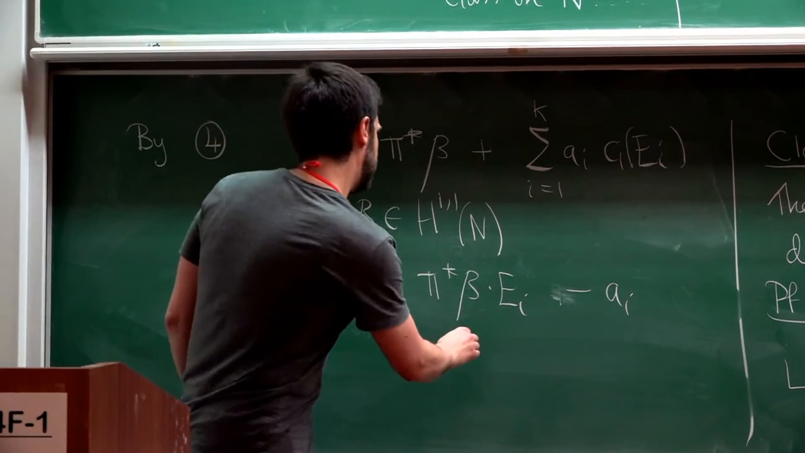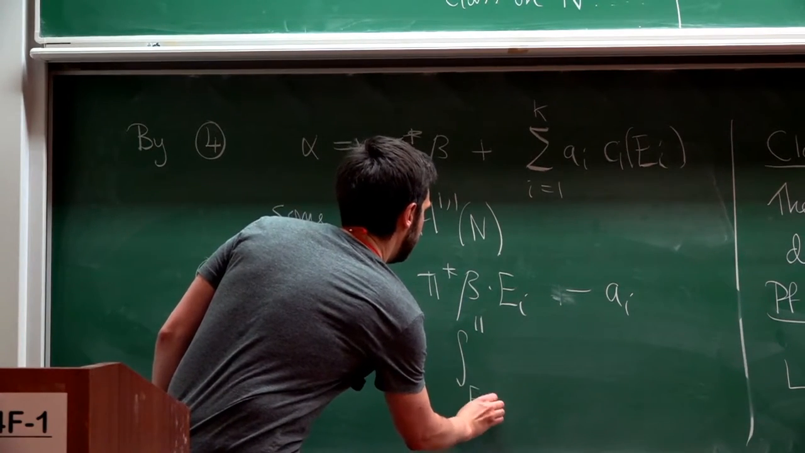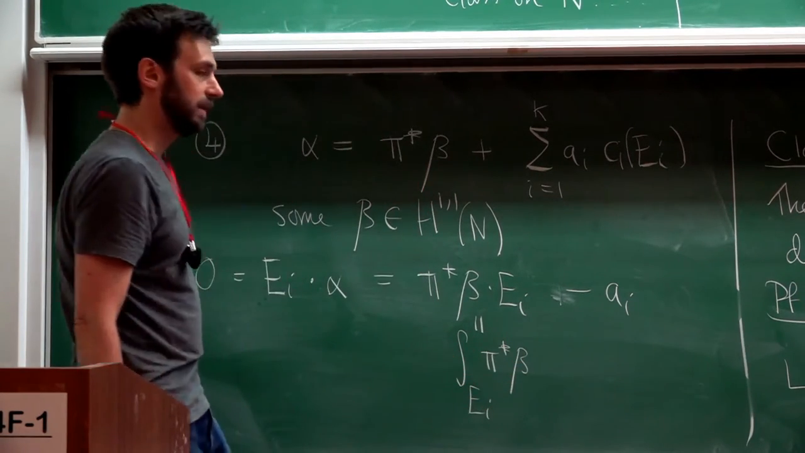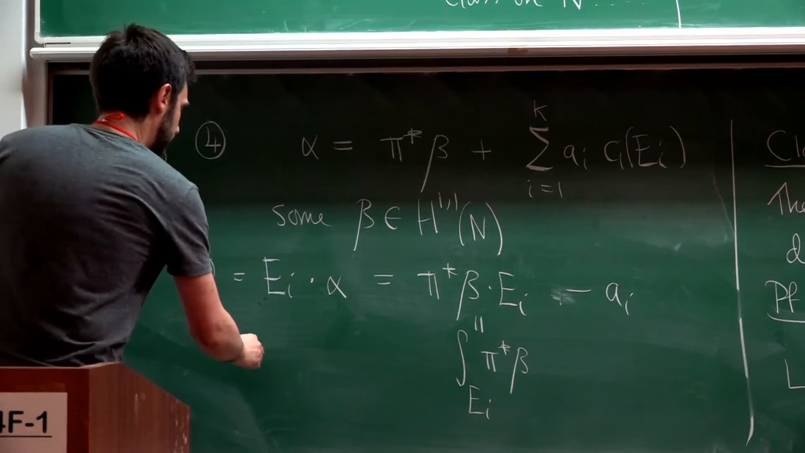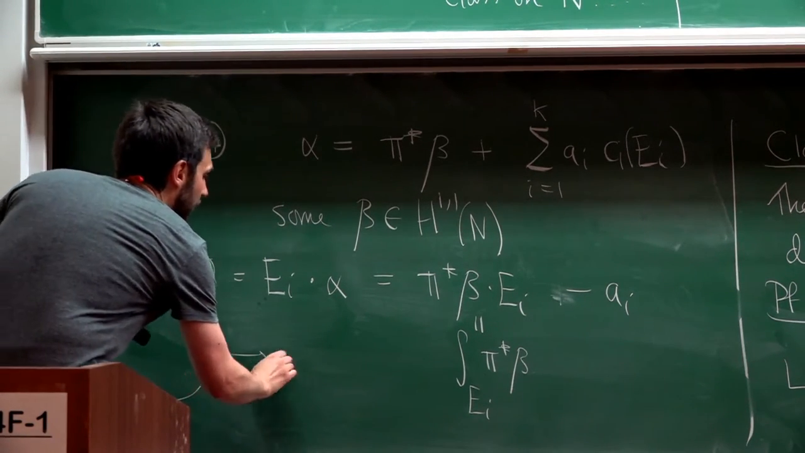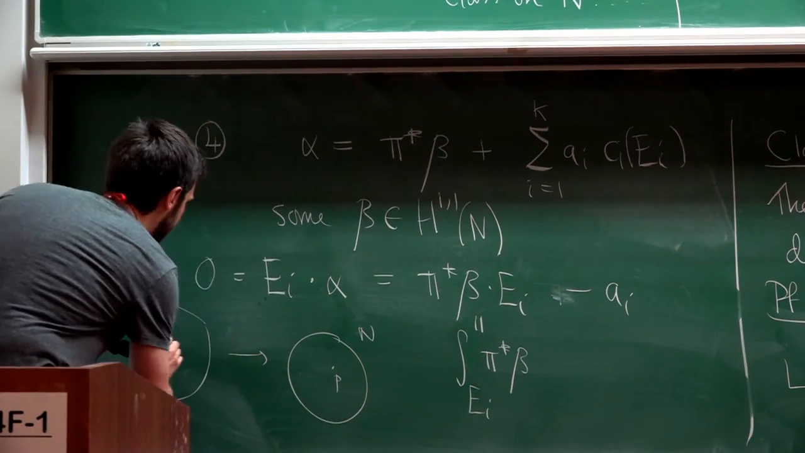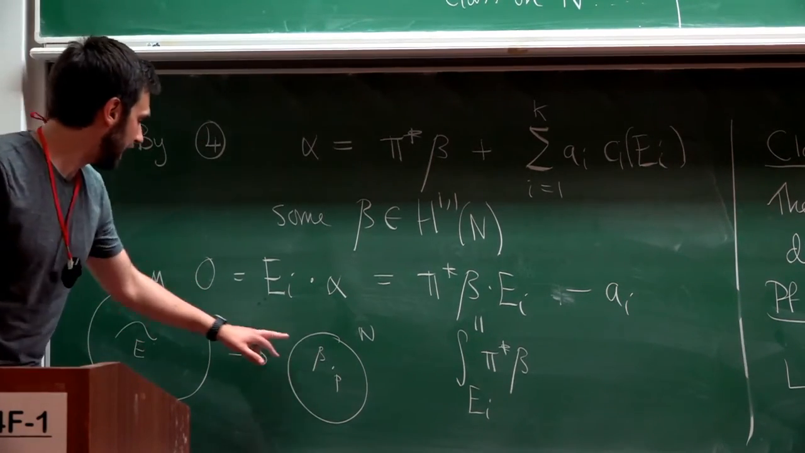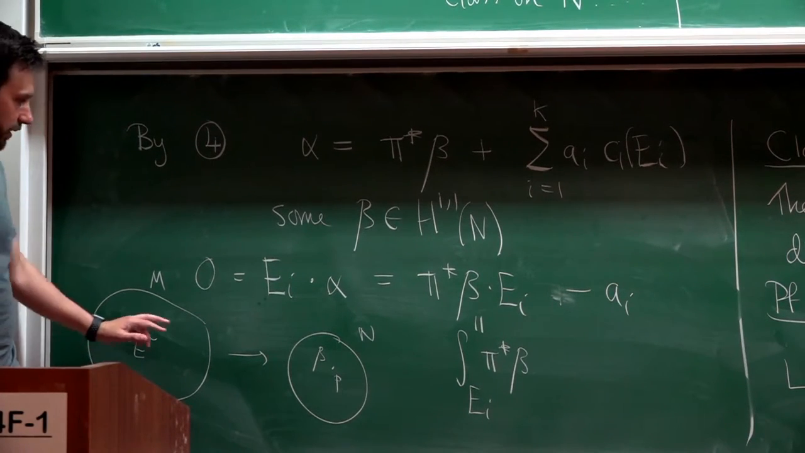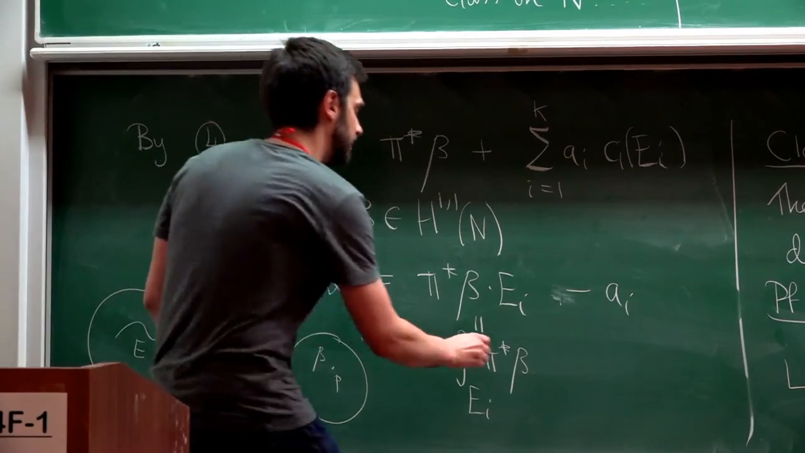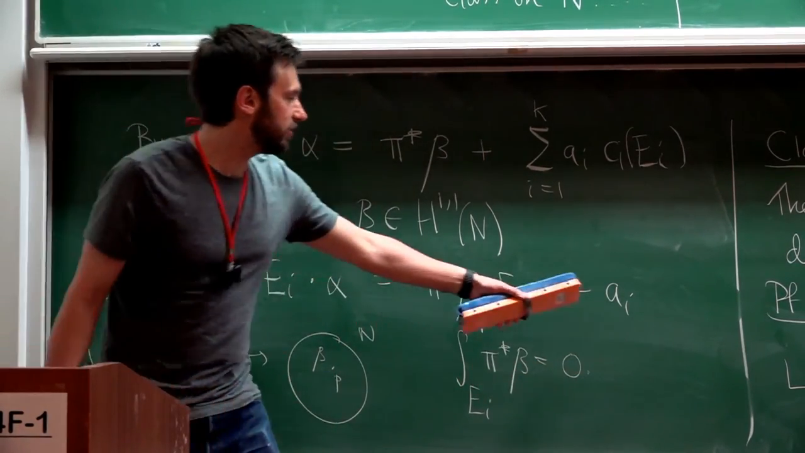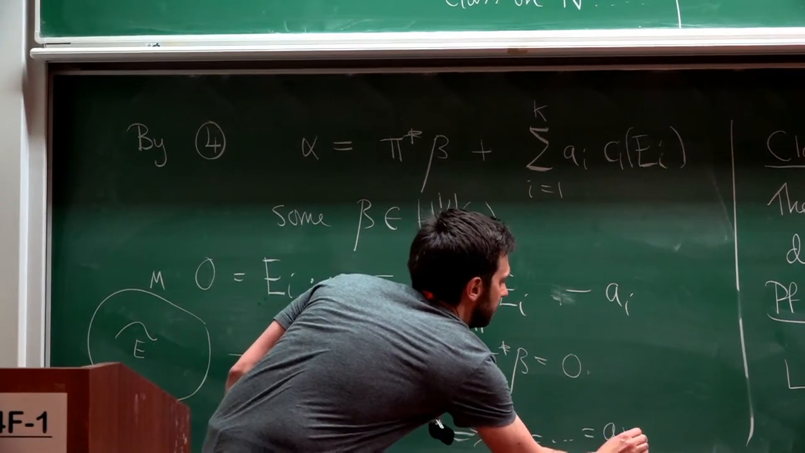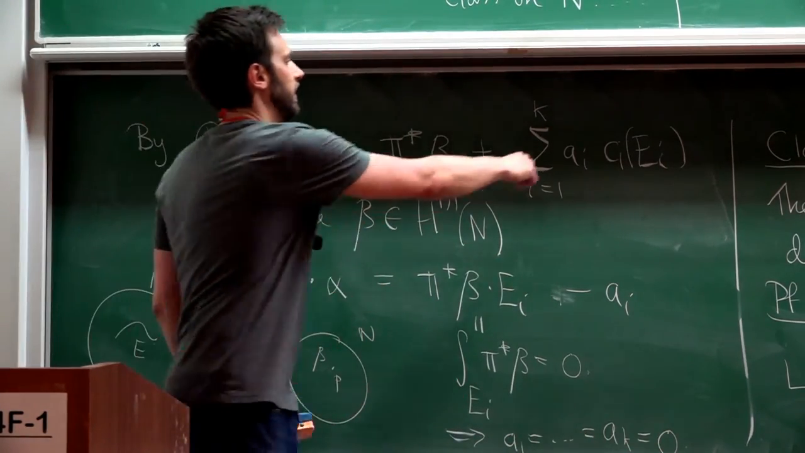But on the other hand, what is this? This is the integral over EI of the pullback of beta. But that has to be 0, because EI maps to a point P in N, so there's no area there. When you pull beta back, it's just going to vanish in the directions of E. So actually this is 0. So that tells me that the AI are all 0. That tells me that A1 to AK are all 0. Okay, so I can just get rid of this.